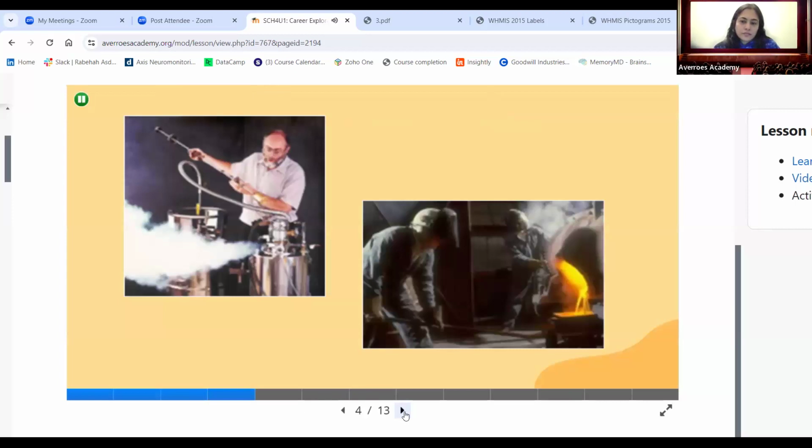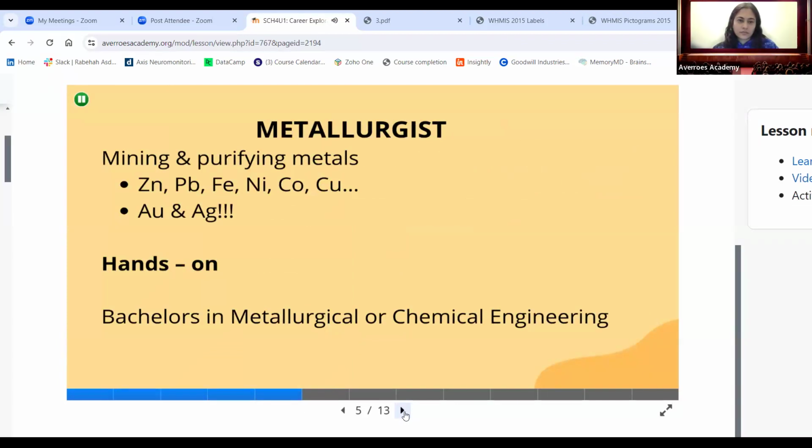So here are some photos of the field of metallurgy, which is mining and purifying metals. Metallurgy is a career that is very hands-on, mining and purifying metals such as zinc, lead, iron, nickel, cobalt, copper, gold, and silver as well. A career in metallurgy requires a bachelor's degree in chemical engineering or metallurgical engineering.